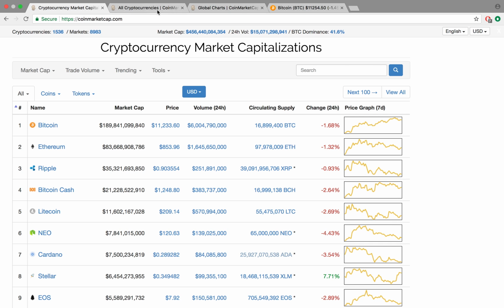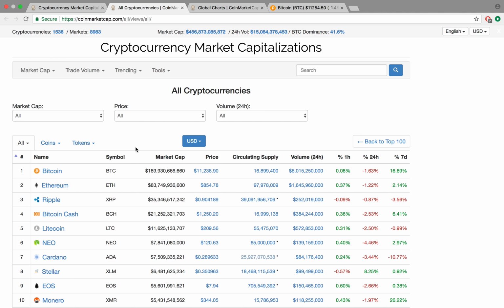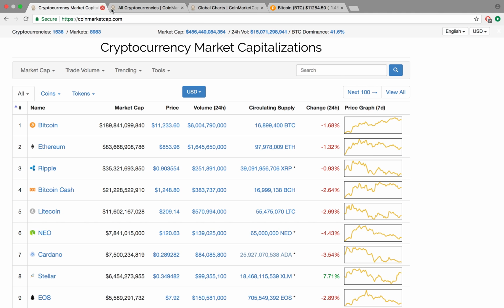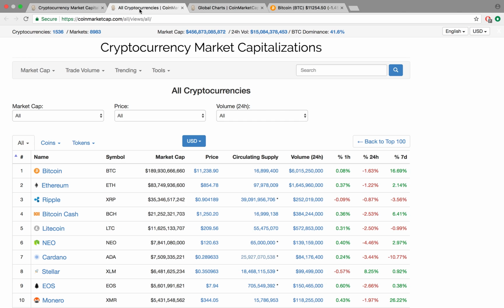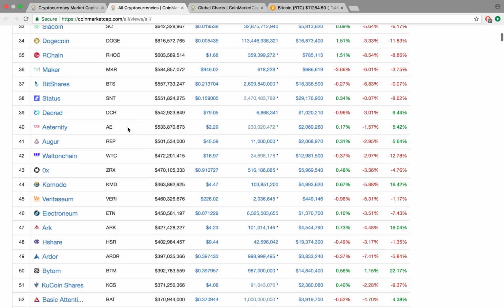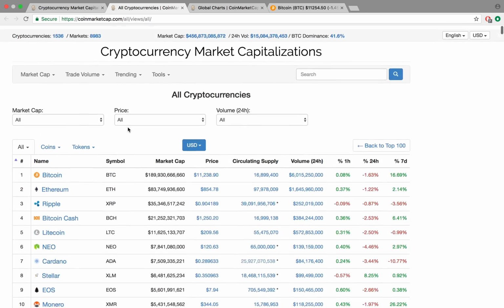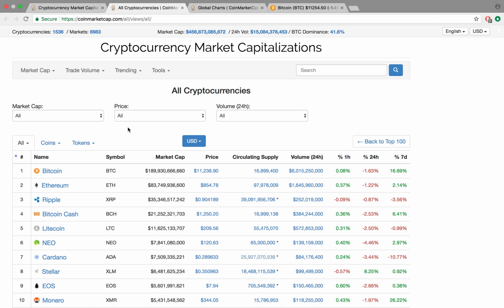Also, I like to look at all the coins. When you click on View All, I've got it pulled up already, as it usually takes a little bit longer since there's a little bit over 1,500 coins that are all on CoinMarketCap. This gives you a better idea of all the coins that are out there.